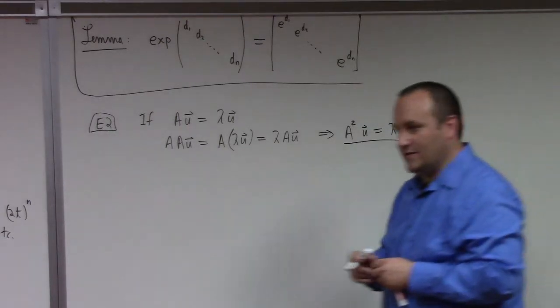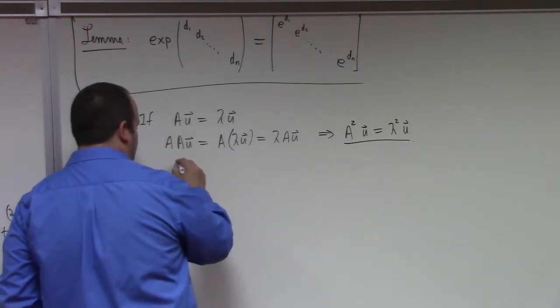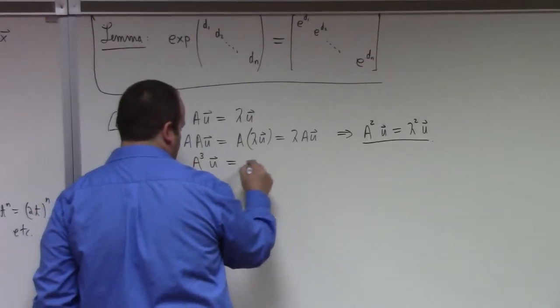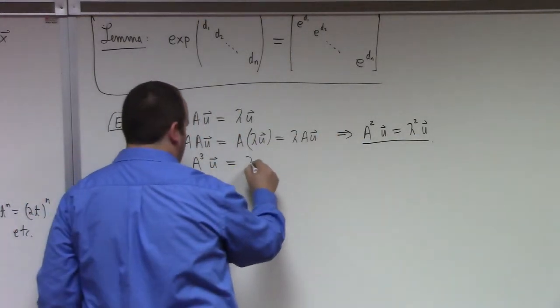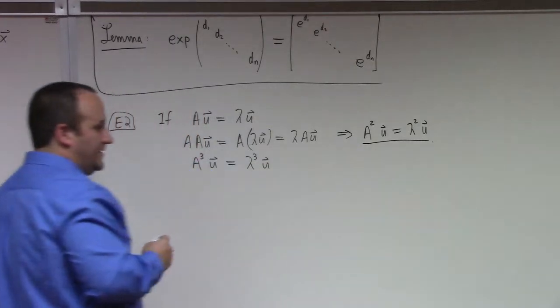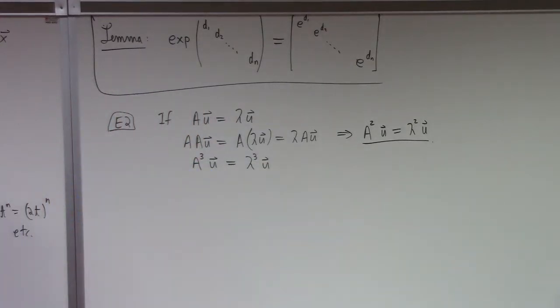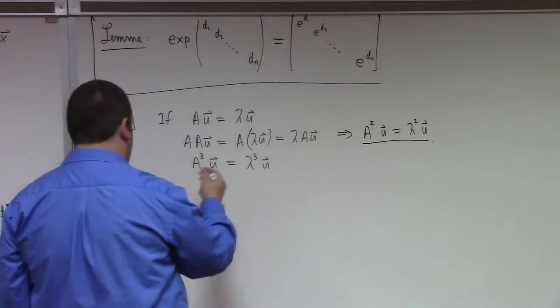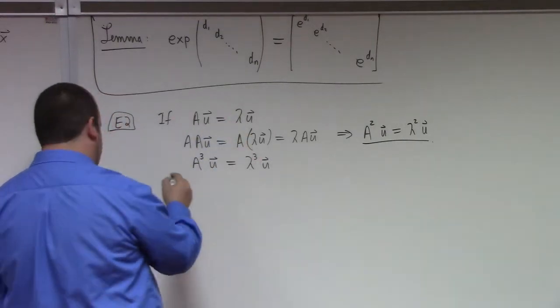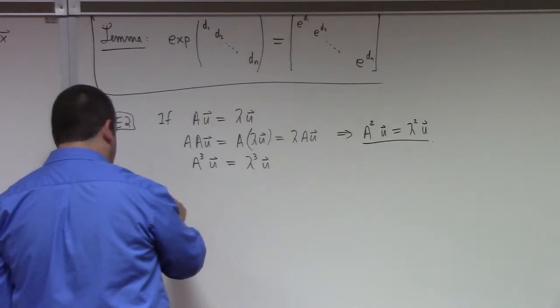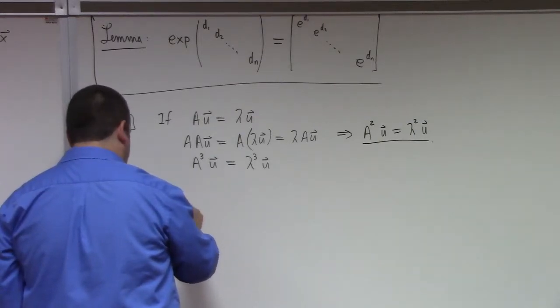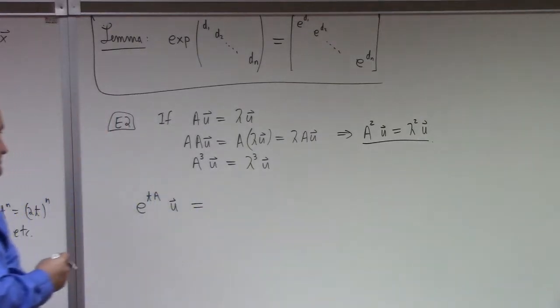And what happens if we do this? I think you see where I'm going with this. What's A cubed times u going to be equal to? You just multiply both sides by A here, and you get lambda cubed u. See what's going to happen here? So we have these identities. What happens then if we take e to the tA and multiply that by u? What's going to happen when we multiply the matrix exponential by an eigenvector?